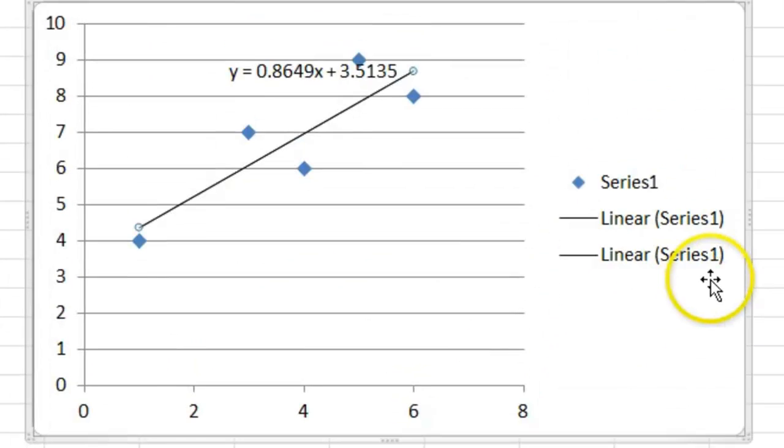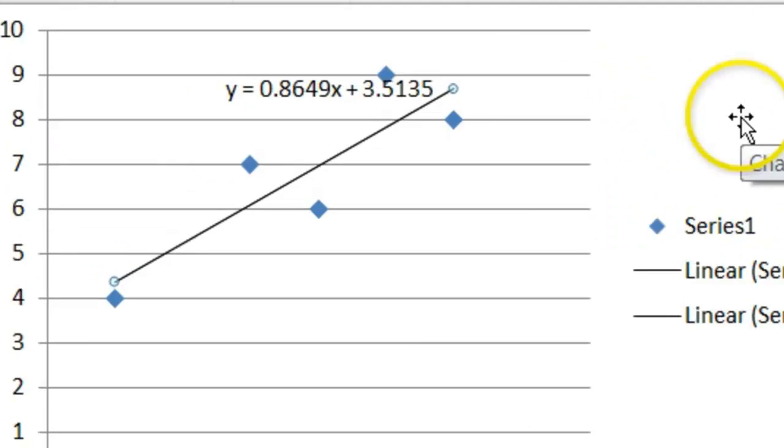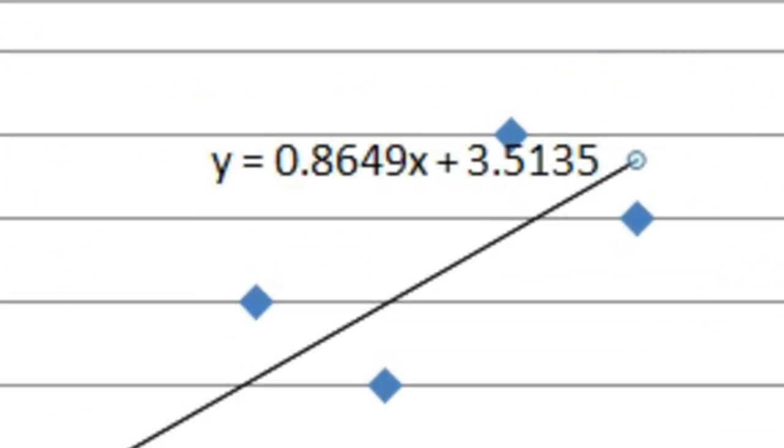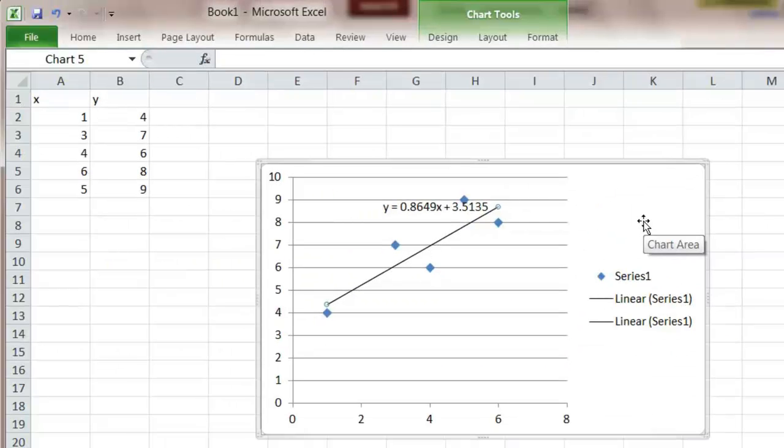And if we now close, there is the equation, y equals 0.8649x, so 0.8649 is the gradient, plus 3.5135. So if I wanted to make a prediction of the value of y when x equals 2, for example, which wasn't in my original data set, I would put x equals 2 in here, and I could work out my estimated value of y, just a little bit above 5.